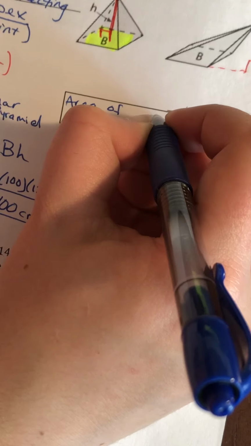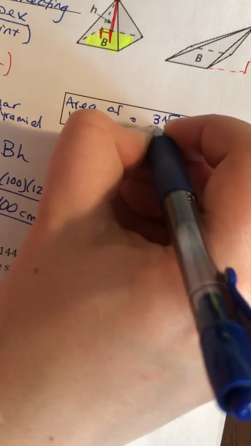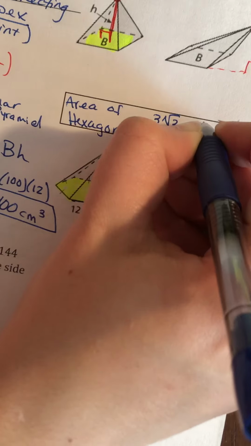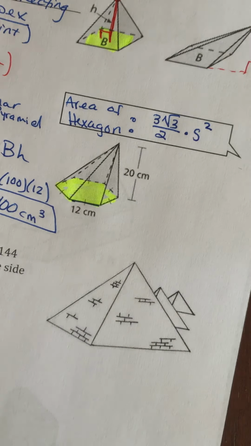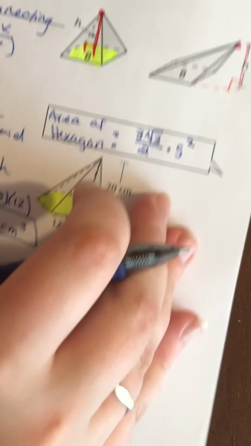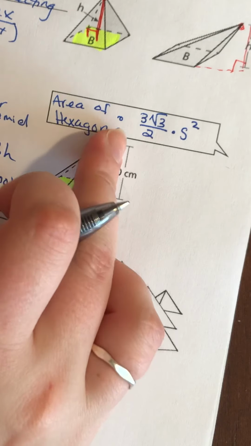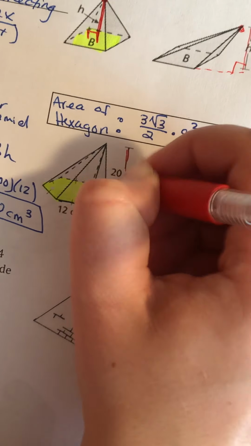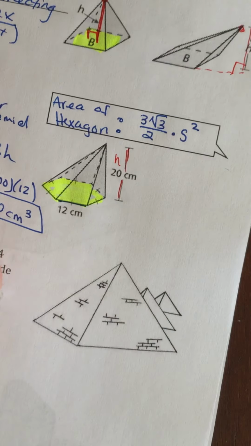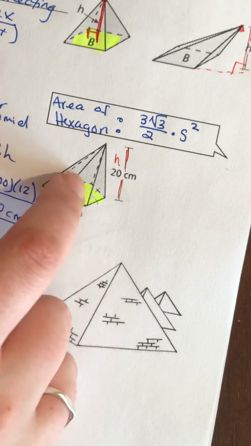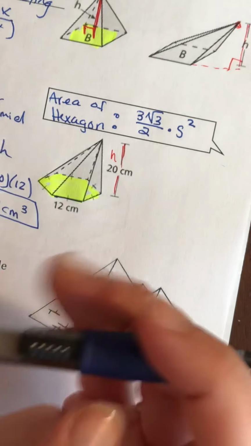And the area of a hexagon is 3√3/2 times the side squared. That would never be a formula I'd want you to memorize, but it's useful in this case. So we have the height, that's the h, and now we can find the area of the base with just the side.